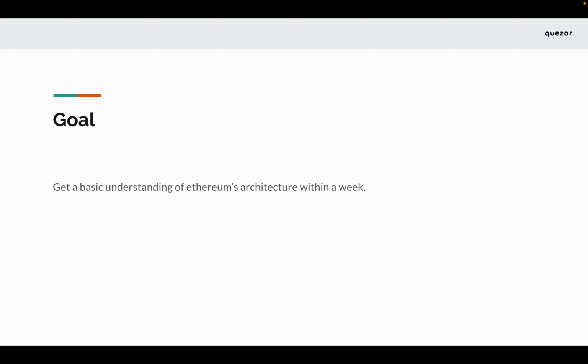Now the goal of this part of the series is to give you a good understanding of Ethereum's architecture within a week. As with the previous part of this series, I have structured and designed it in such a way that within 7 days you will be much more comfortable with everything that happens on the Ethereum network whenever someone does an activity on it.